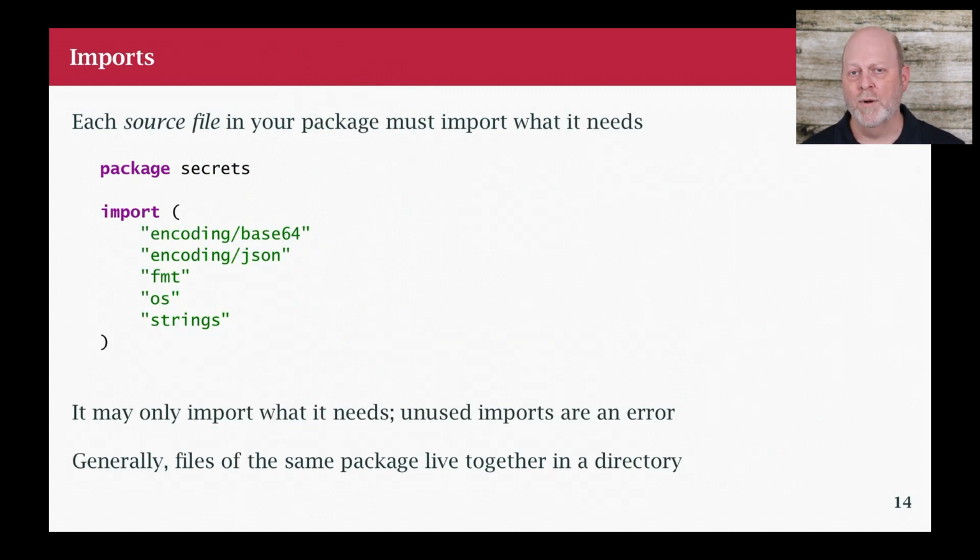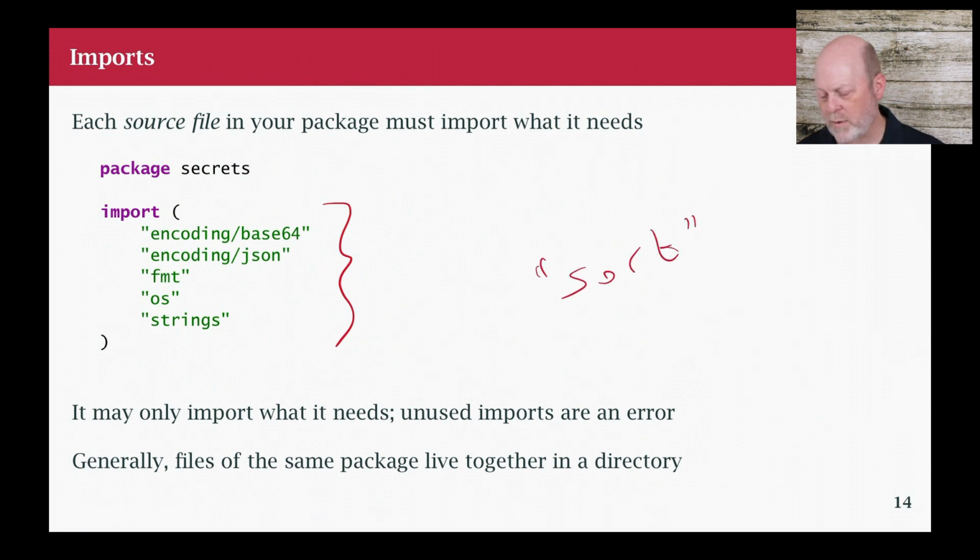Okay, so imports. Every file in a package must import the things it needs. So again, if secrets is a package with 3 files, each file may have a different import statement, because I have to import everything I need in that file and nothing that I don't. So for example, let's suppose part of my package needs sort. Well, only the file that uses sort is going to import sort. And if I don't use it in a particular file, then it's a compile error. You can't import something you don't actually use in the file.